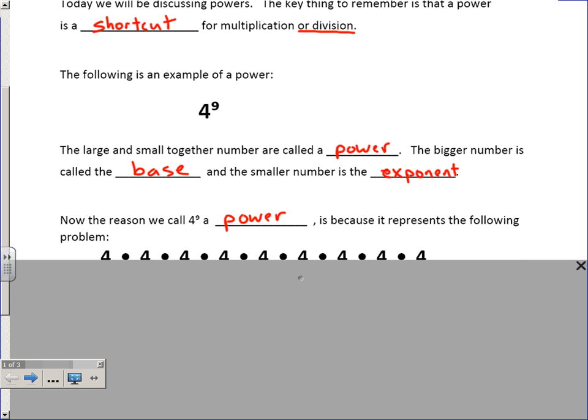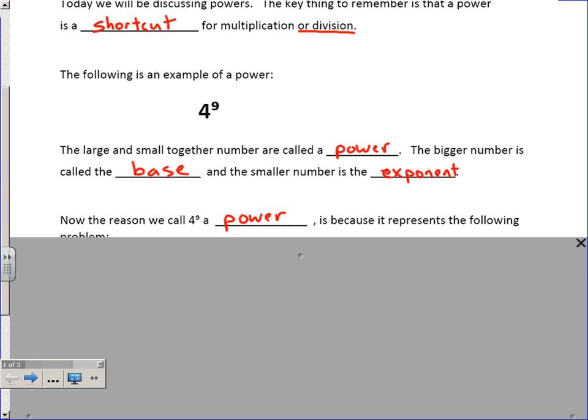we'll see a few definitions. The power consists of two different things. The base. The base is your bigger number, and then the exponent, which is the small number in the top right.